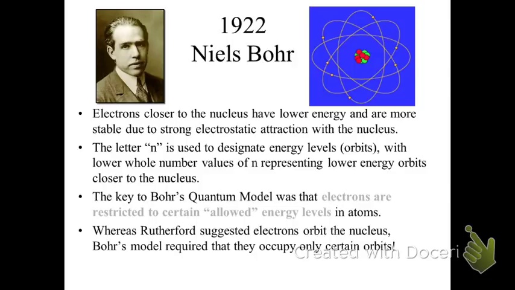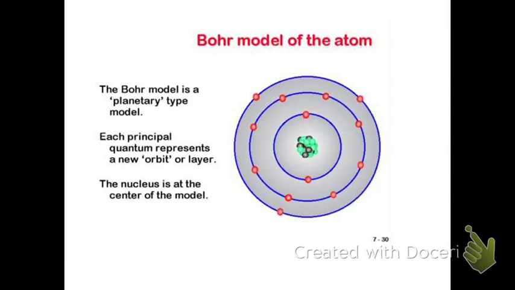They are restricted. So they like to liken his model to planets orbiting the sun, that they're stuck in their path unless something alters that path. So like I said, it's like the planet model. Every level represents a new layer, and at the center is the nucleus.